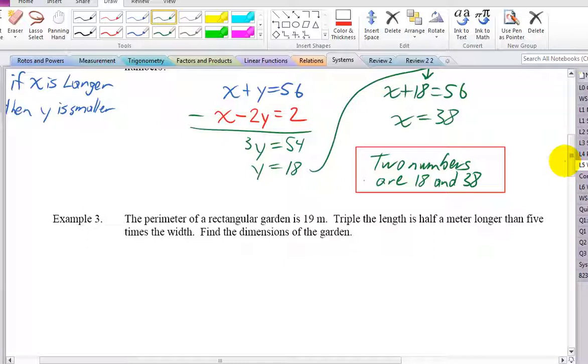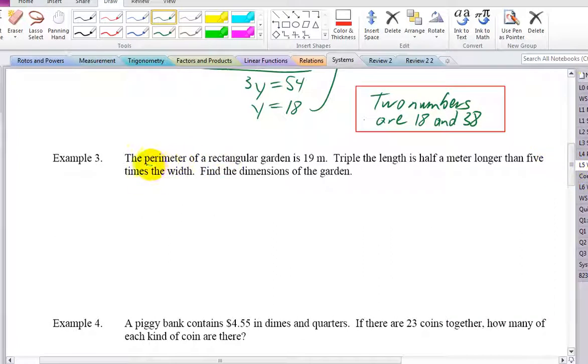Okay. Next one. Perimeter of a rectangular garden is 19 meters. Underline perimeter. Oh, those grade 9s, they gave me some more gray hair. Perimeter is the distance around the outside. Okay, please don't give me gray hair. Around the outside. Now, that's like building a fence around your yard. The grade 9s, they decide to build a fence around the yard and then put one right up the middle. Not a good idea. Just around the outside.